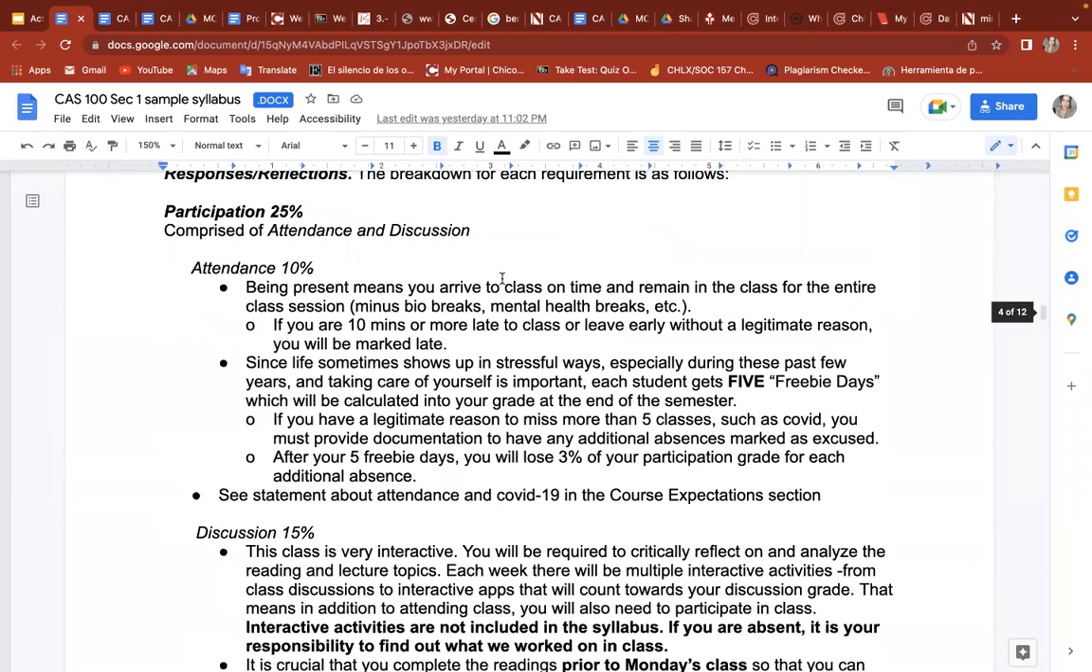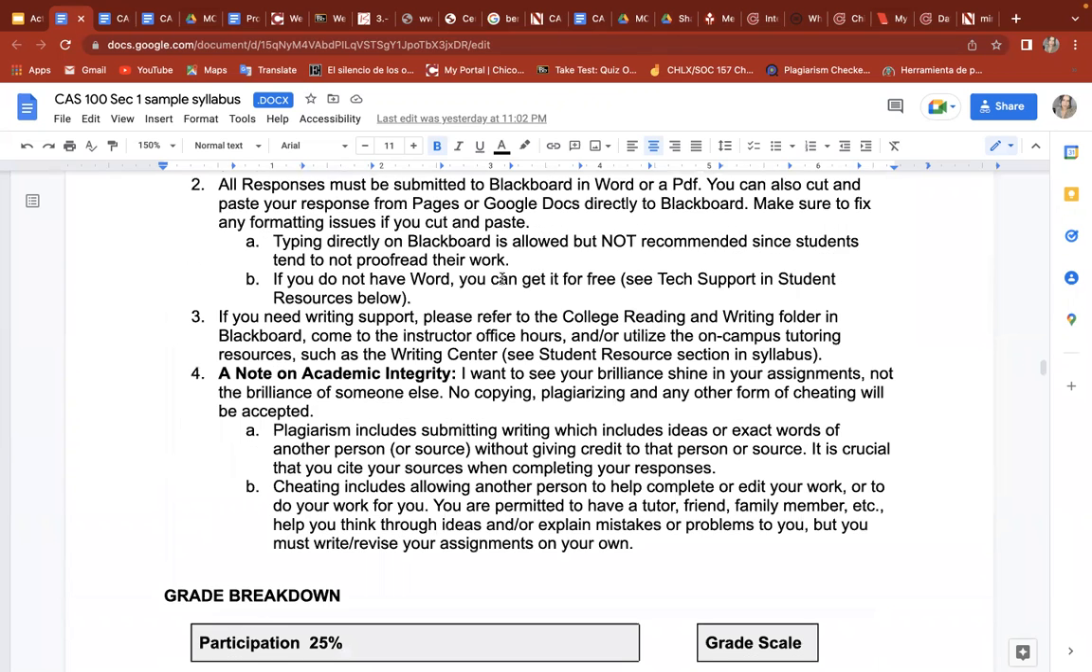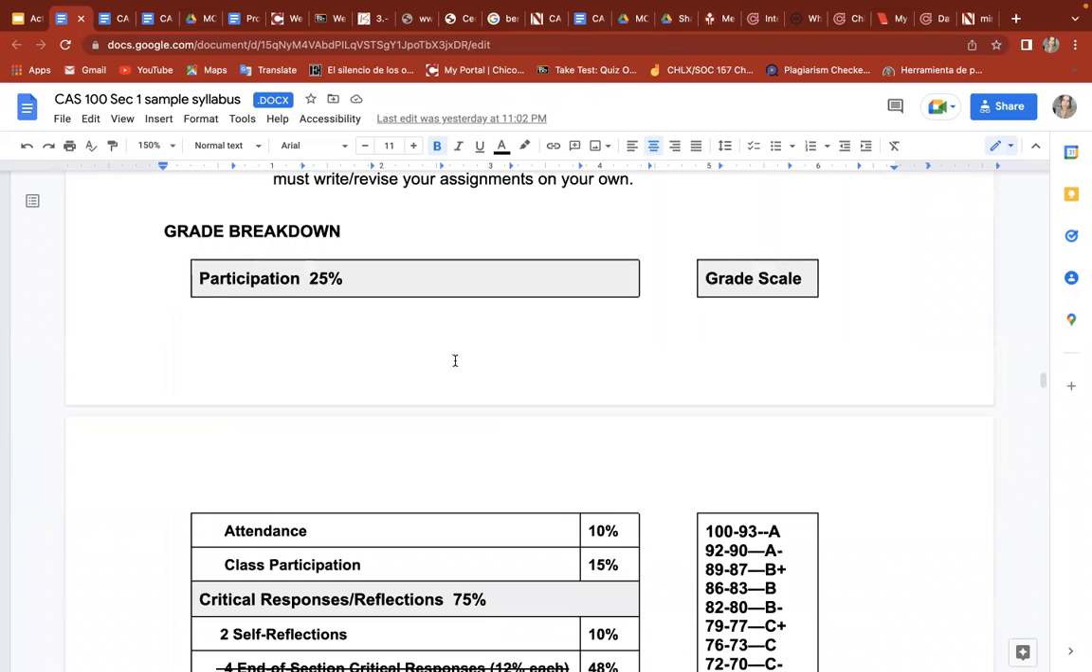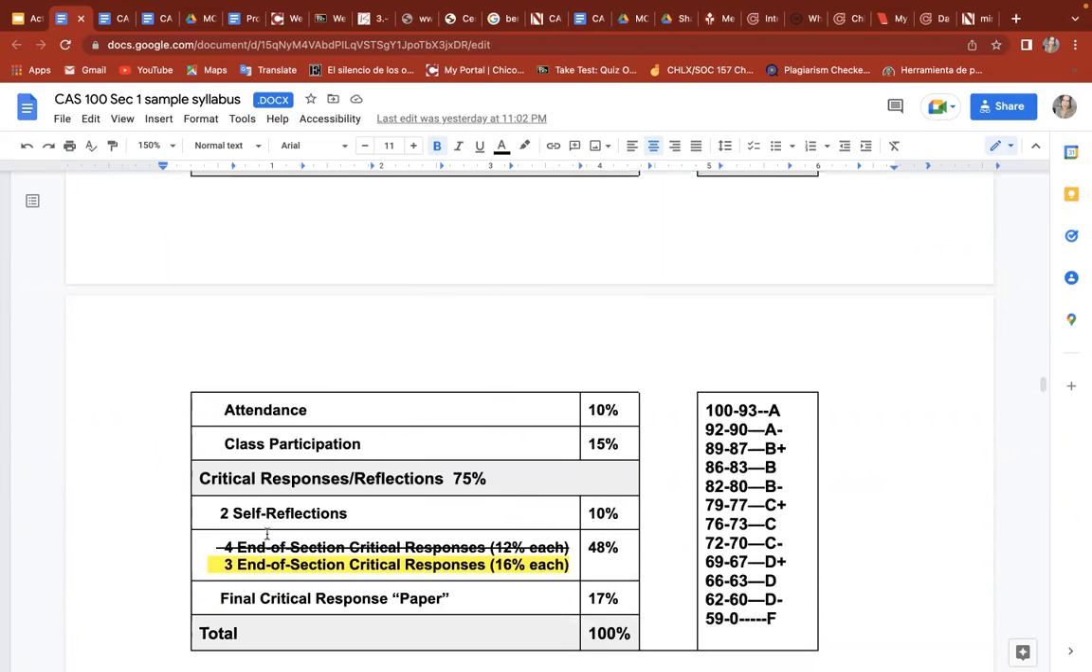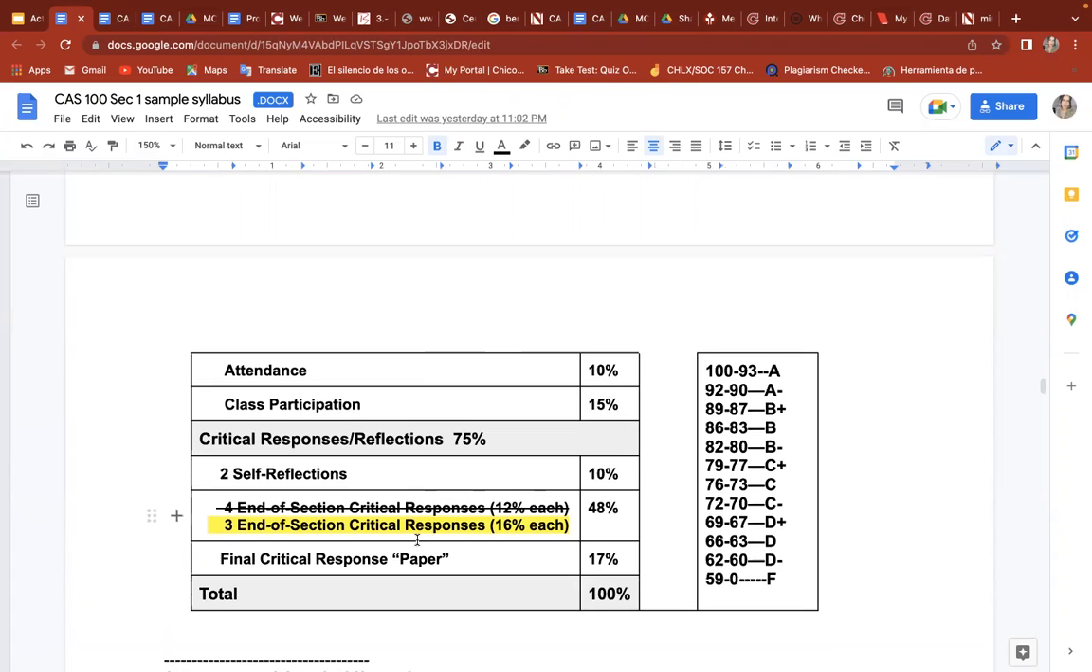I'm just going to skip through this and show you the grade breakdown. The participation will be 25%, meaning that in the participation, we have attendance and class participation. We have 4 critical responses, of which only 3 will be counted on the grade. And we have 2 self-reflections and the final critical response paper that they're going to have at the end, and that's going to count for 70% of their grade.